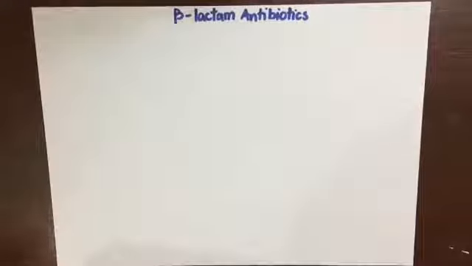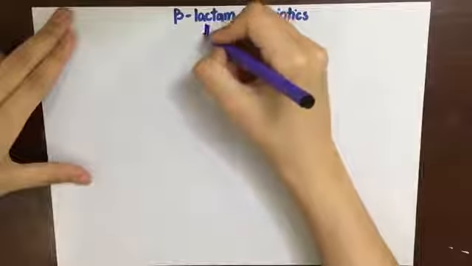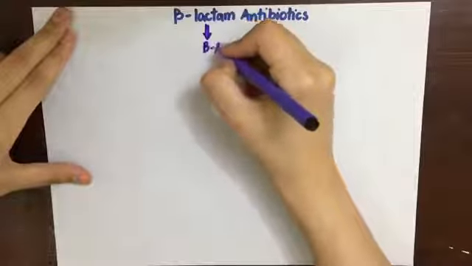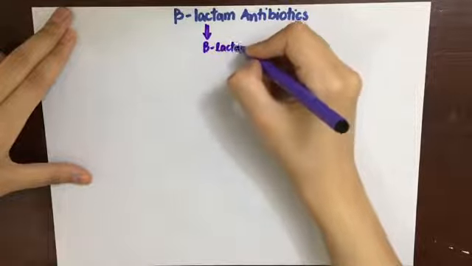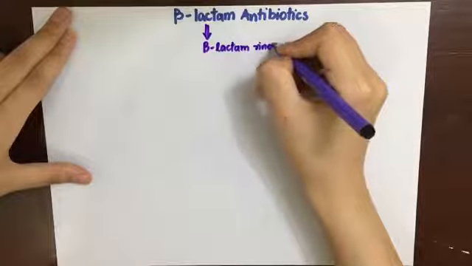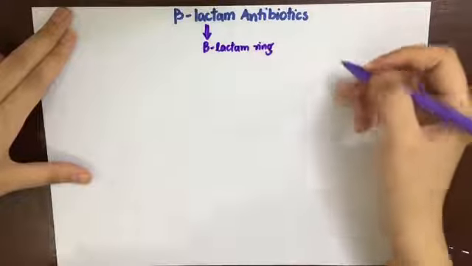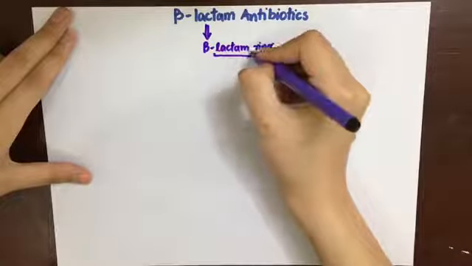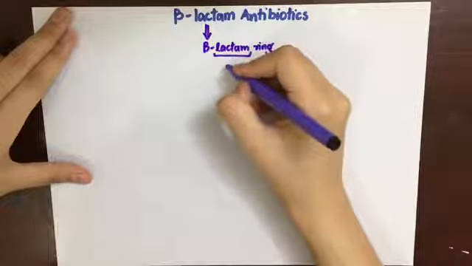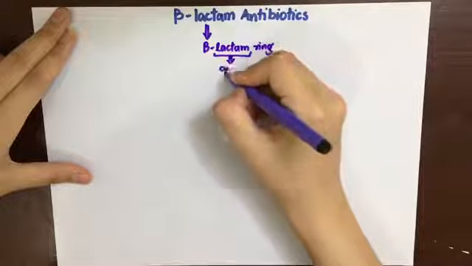Antibiotics are substances that kill or inhibit the growth of other microorganisms. In this lecture specifically, we'll talk about beta-lactam antibiotics and study penicillin in detail. Looking at beta-lactam antibiotics, we first need to describe why they are called beta-lactam. They basically have a beta-lactam ring.